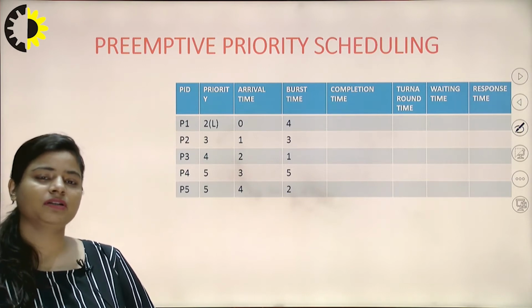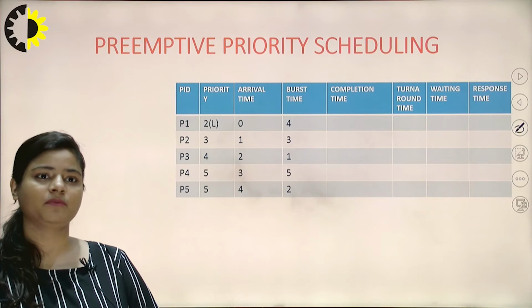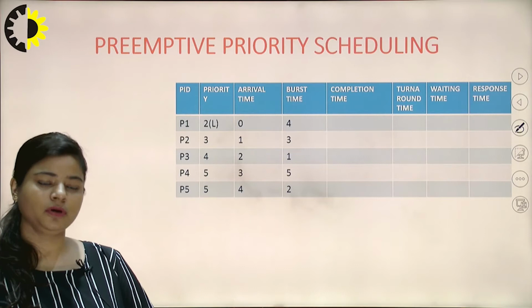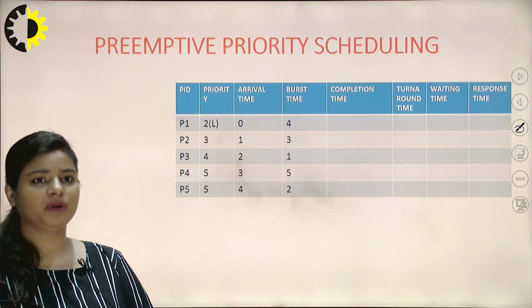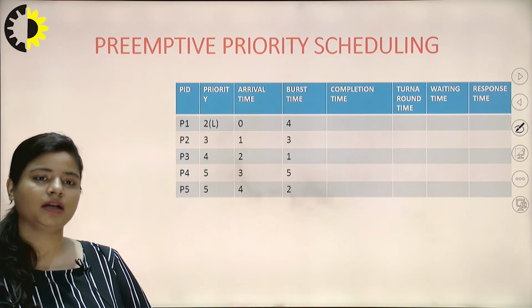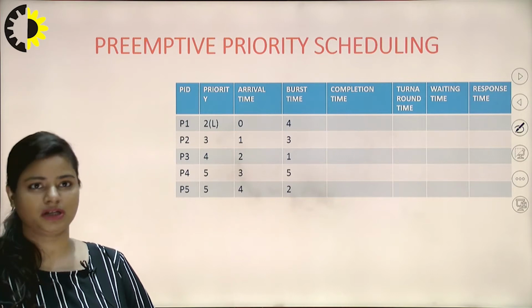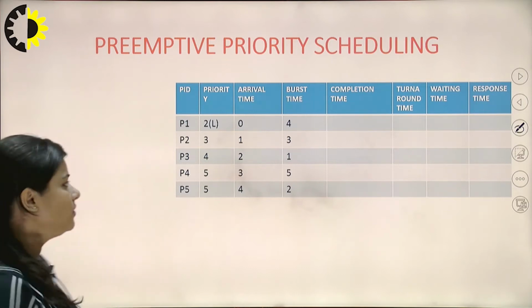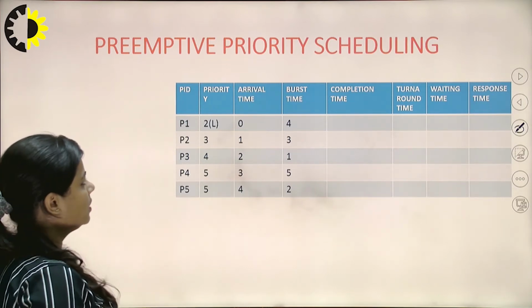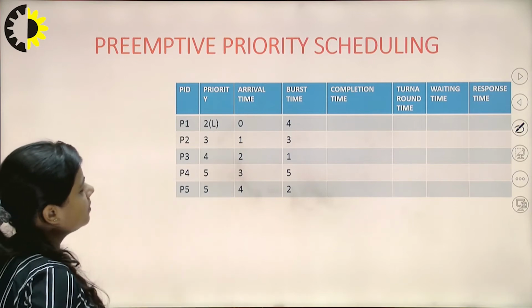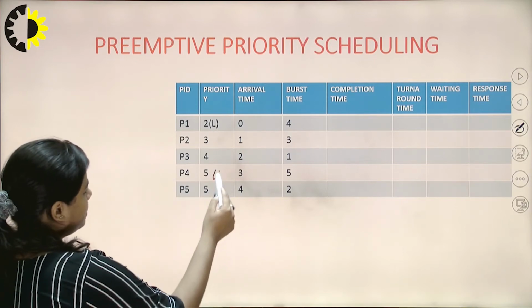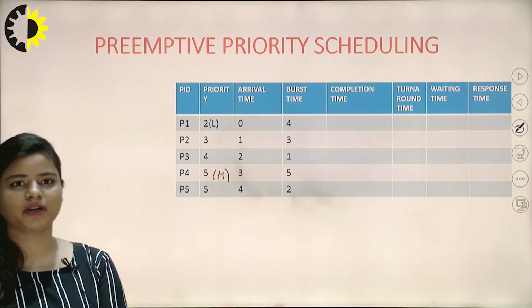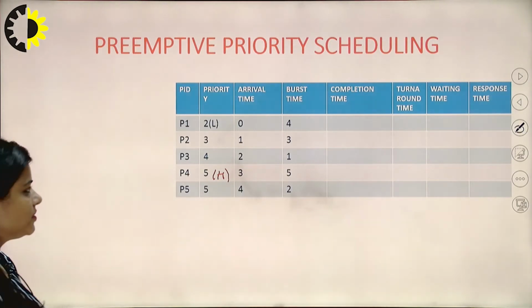The word preemptive shows that if a higher priority process comes while a lower priority process is under CPU execution, it will get preempted for a time, until the higher priority process executes its task first, then the lower priority process will execute its task. Here we can see the opposite scenario, that 2 is the lower priority and 5 is the higher priority. Let's create the Gantt chart first, then we will calculate all these values for this preemptive priority scheduling.